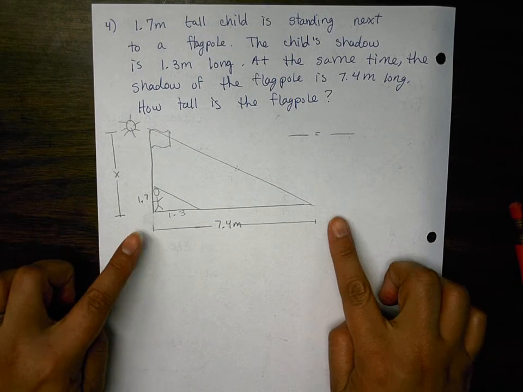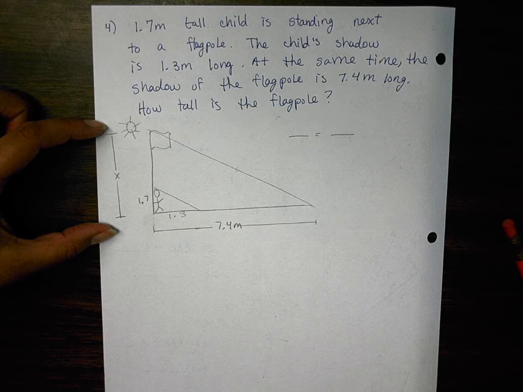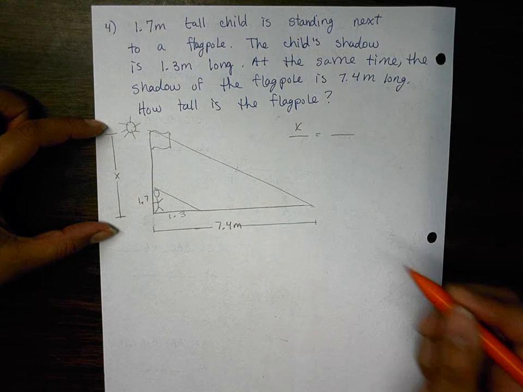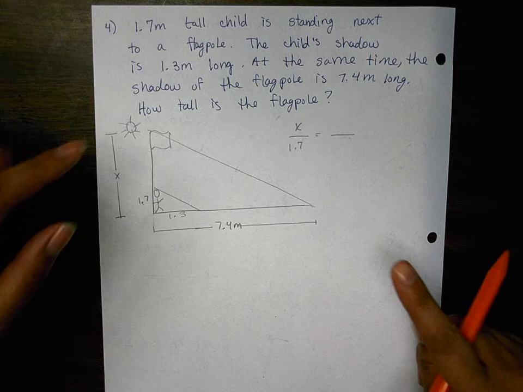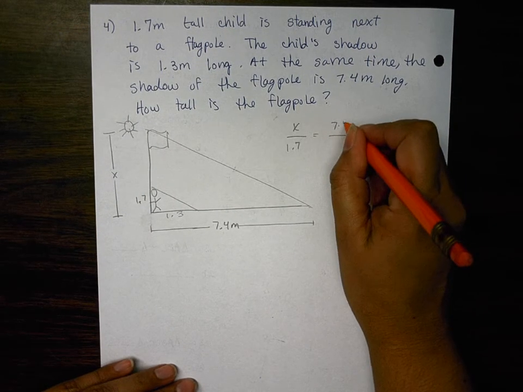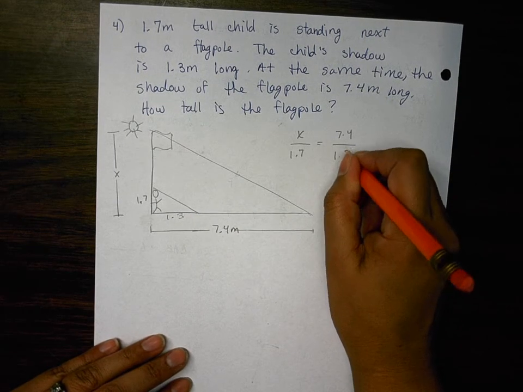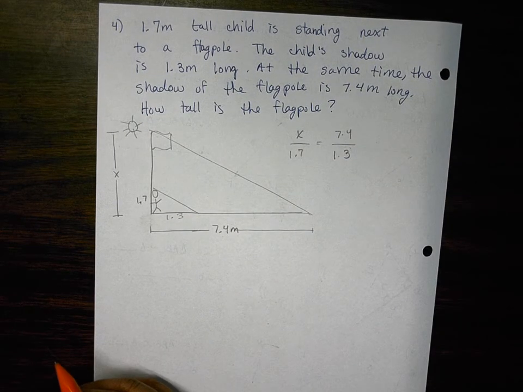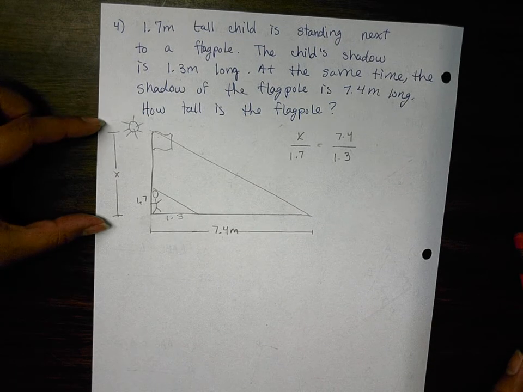We're going to do flag over child equals flag over child. What's the height of the flagpole? What's the height of the child? 1.7. Equals, what's the shadow for the flagpole? 7.4. Over, what's the shadow for the child? 1.3. And that there is your equation, your proportion.